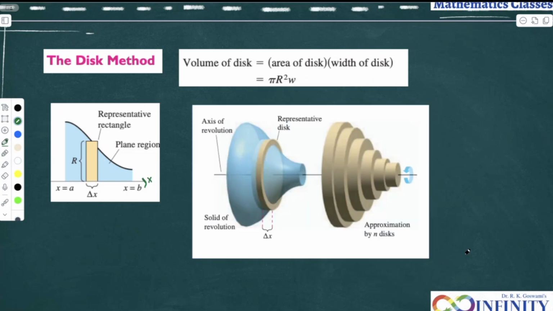Try to focus. When you rotate this about the x-axis, this kind of shape you will get, and this shape will be in 3D. Am I right? So from a 2D curve we are getting a shape in 3D. Question: what is the volume there? In order to get the volume, now just try to focus on this strip given to you.